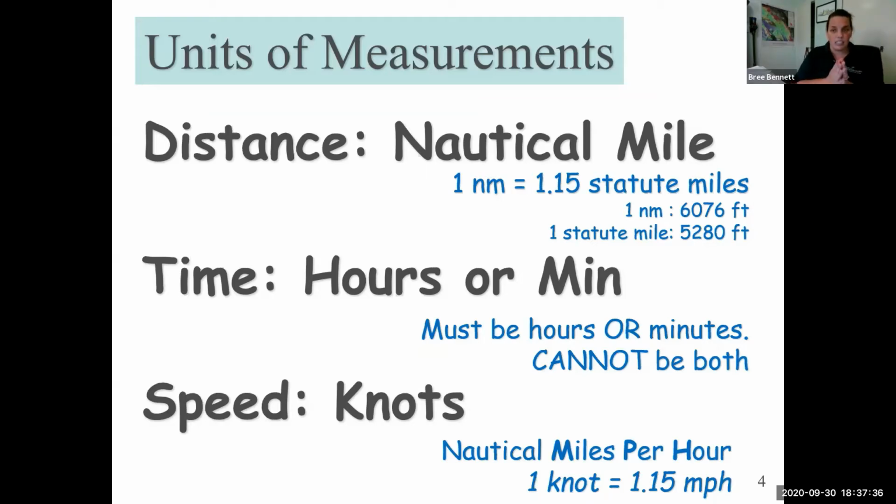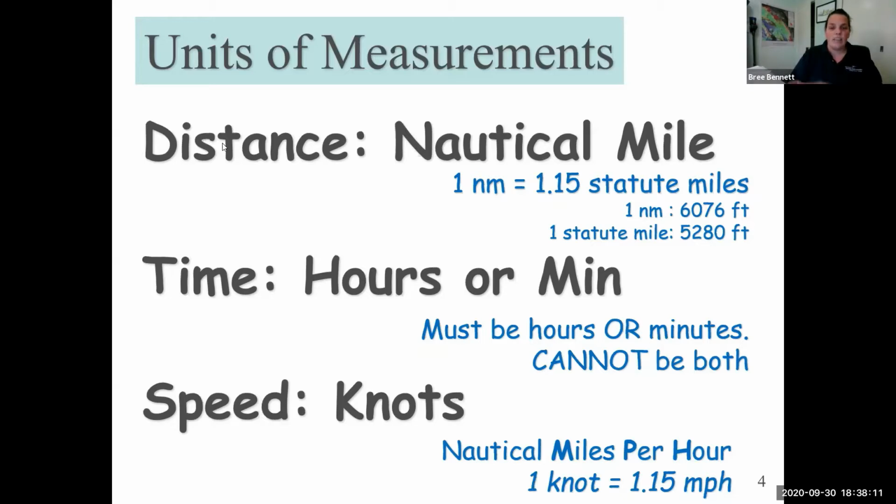So for distance, we're going to work in nautical miles. So a nautical mile is a little bit different than a statute mile. So remember that a nautical mile is 1/60th of a latitude. Remember, we measure our nautical miles on the latitude side of our chart. So 1/60th of 1 degree of latitude is 1 nautical mile. So that's how the nautical mile has been invented, if you will.